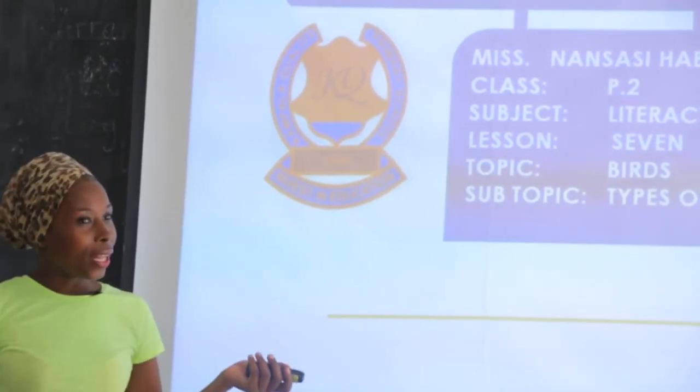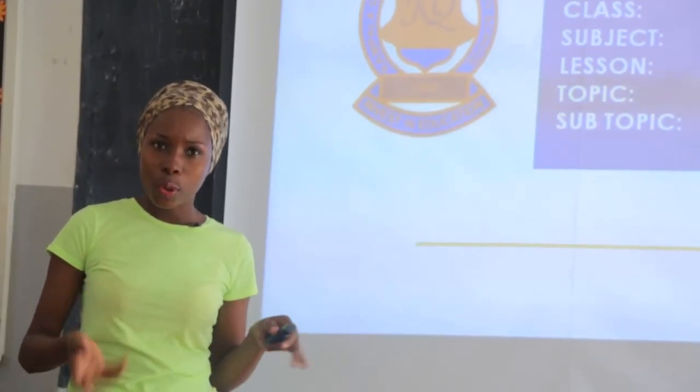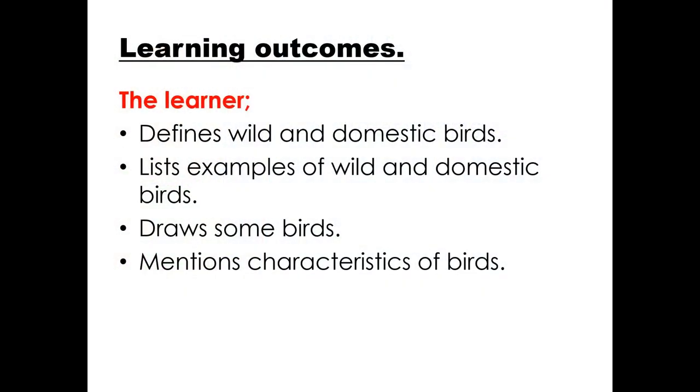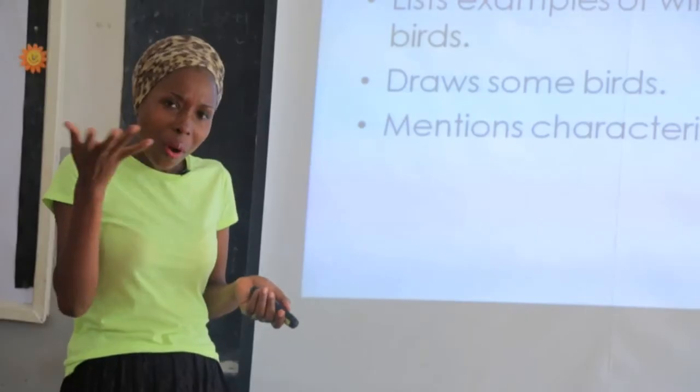So when I talk about birds, this is what I would like you to know at the end of the lesson. You should be able to know what domestic and wild birds are. You'll have to list examples of wild and domestic birds, and also be able to draw some birds. Also, to mention the characteristics of birds, how birds are. Do you know any bird? How are they? What do they look like? Do they sing? Do they go to school? Do they have ears? How are they?